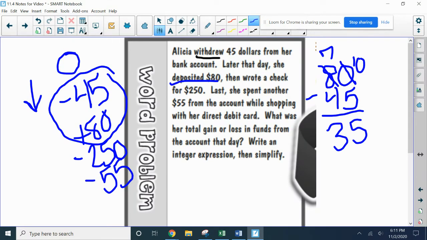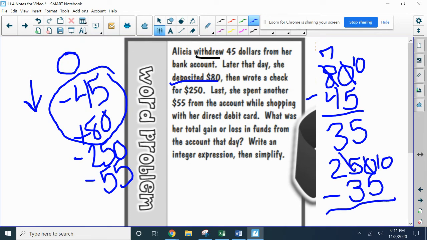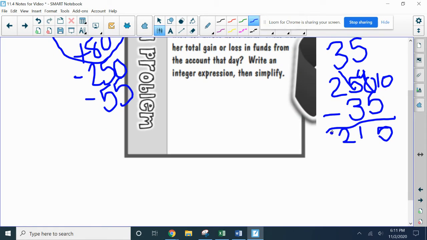But then she goes ahead and spends $250. So now we're going to lose $250. So positive and a negative, we're going to subtract, keep our bigger sign. So 250 minus 35, borrow. 10 minus 5 is 5. 4 minus 3 is 1. 2 minus nothing is 2. And then this is negative because that loss of 250 is bigger than the 35 she already had. So we're 215 in the hole.